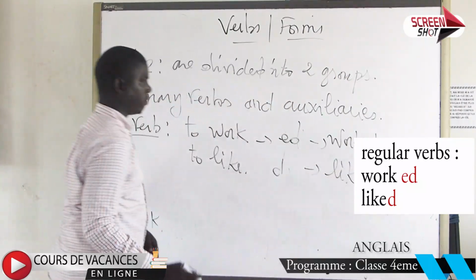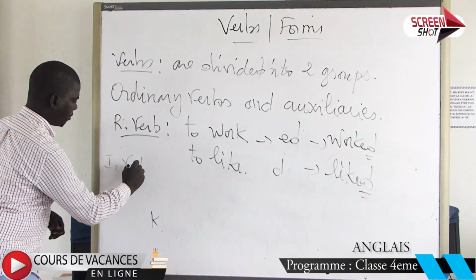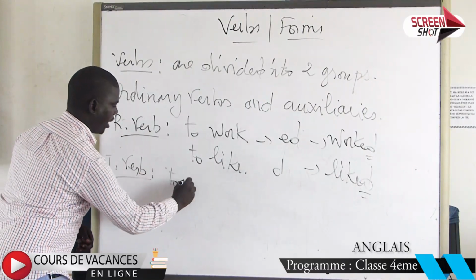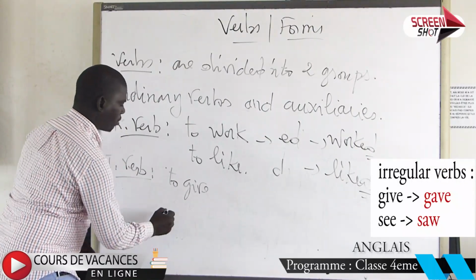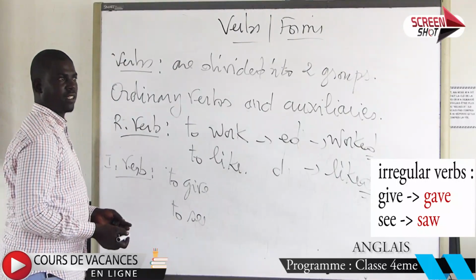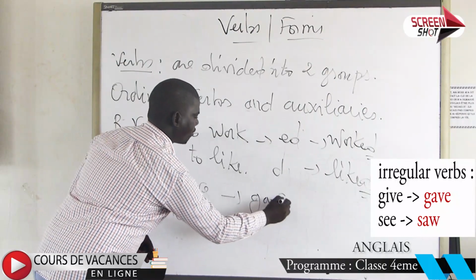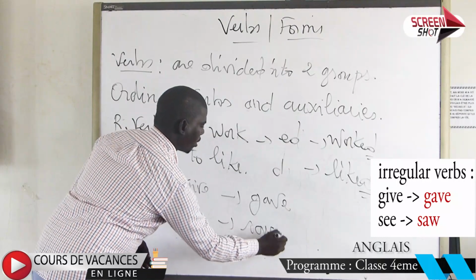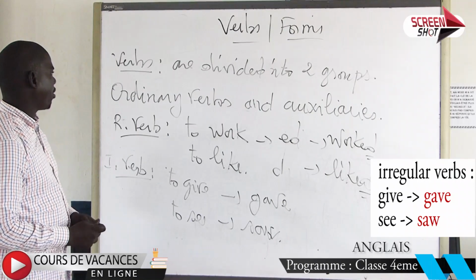Okay? An example of an irregular verb. We can have to give, and we can also have to see. These verbs are in a list. Okay, to give, we have gave. To see, we have saw. Okay, here are the irregular and regular verbs.